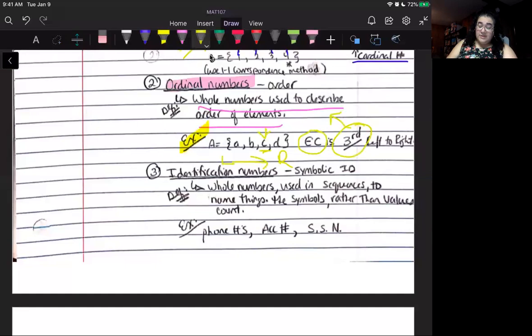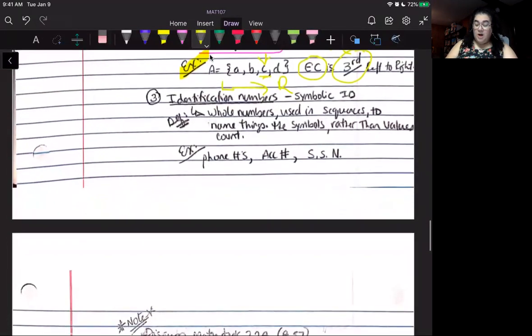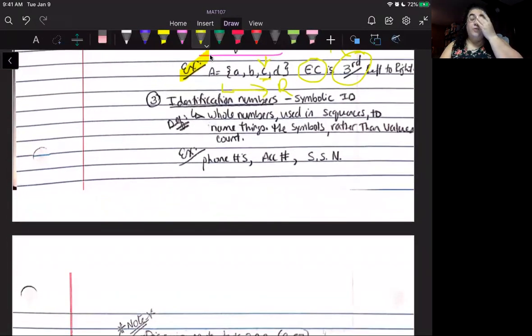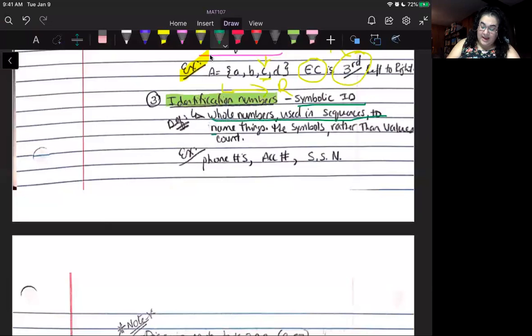Finally, and this goes with how we use numbers all the time to organize our life, we have what are called identification numbers. Identification numbers are symbolic. These are numbers that we use, and here's the definition: it's when we use whole numbers in sequences to name things or as symbols instead of their actual value.